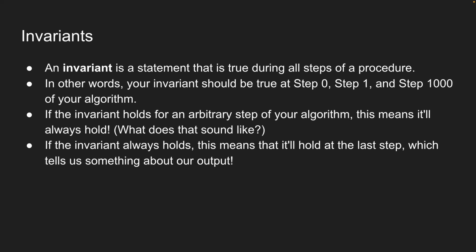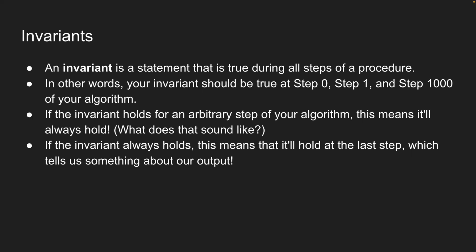But if it holds for an arbitrary step of your algorithm, this means it'll always hold. And so it's basically telling us something about our output. Even though we're saying something about those intermediate steps, it's kind of like our proof by induction, right? If we prove that something holds for the first step, and that if it holds for one step, it's going to hold for the next step, then we can prove that it's always going to hold. So this is a good way to prove that some property always holds for your program, and therefore you can guarantee something about the output of your program.